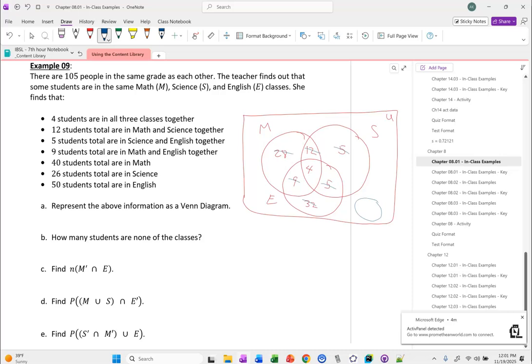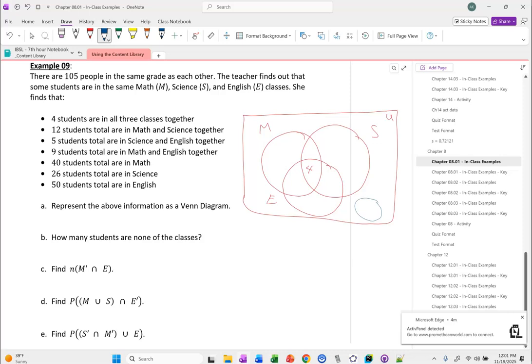Maggie? 40 would be at the bottom circle, like where 32 was. Can't do it yet. We need to fill in the other overlaps before we're able to fill in the non-overlapping parts.